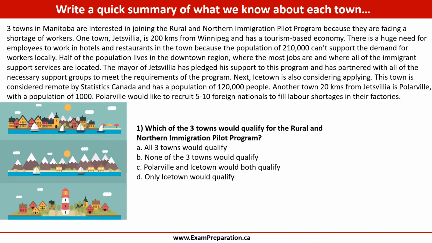For B, none of the 3 towns would qualify. For C, Ville and Icetown would both qualify. And D, only Icetown would qualify. So right away, when you look at these potential answers, you can see something that you should be pretty happy about. And that is that deciphering one town will be able to eliminate 2 answers.